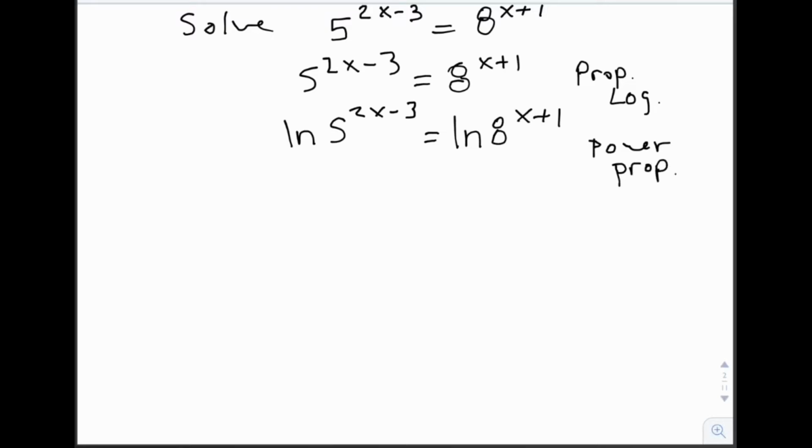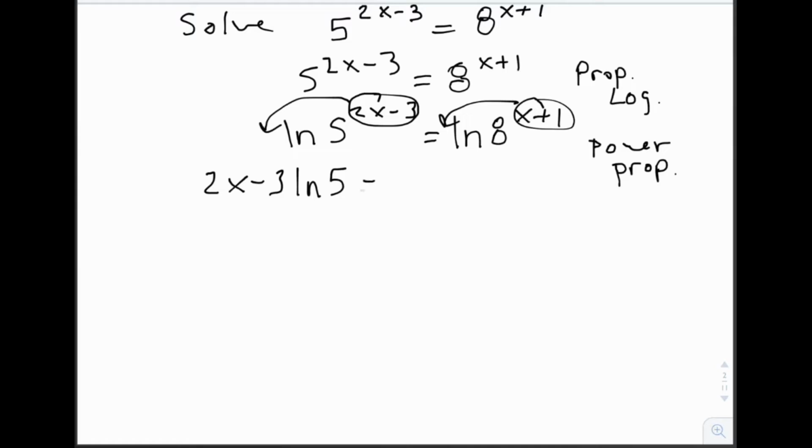Using our power property, again, these exponents are going to come down in the front. And what does that leave us with? It leaves us with 2x minus 3 times the natural log of 5 equal to x plus 1 times the natural log of 8. Now we can try to see if any of this will simplify out. So let's go ahead and multiply.